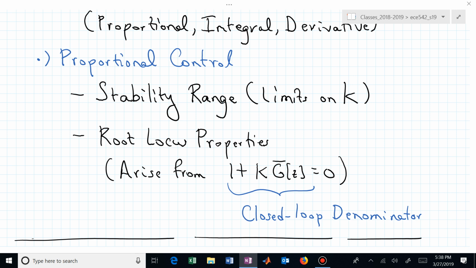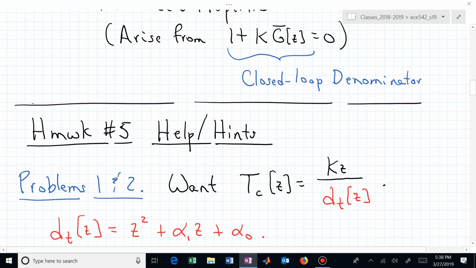And we could actually set this up to where G bar of Z might already incorporate some integral terms or a derivative term, and we now have an adjustable parameter. And we're maybe doing more than just proportional control, but you can view it as if you were just adjusting a parameter K in your closed loop system.